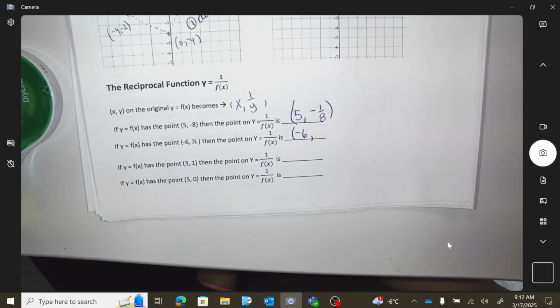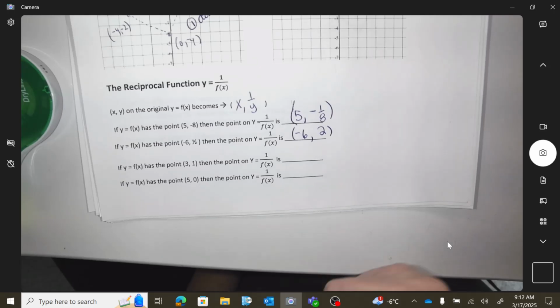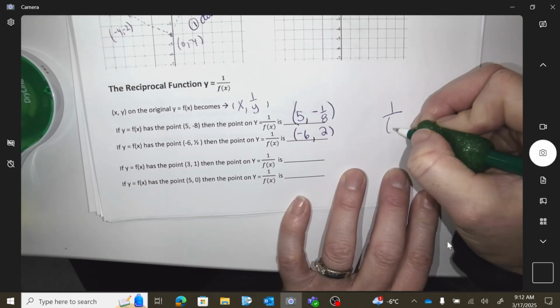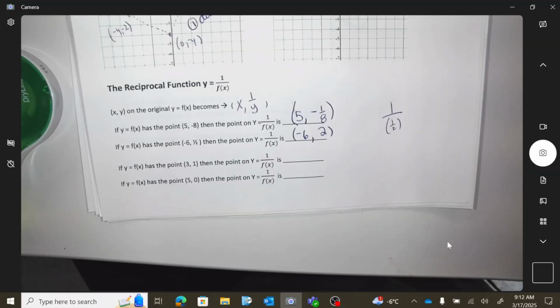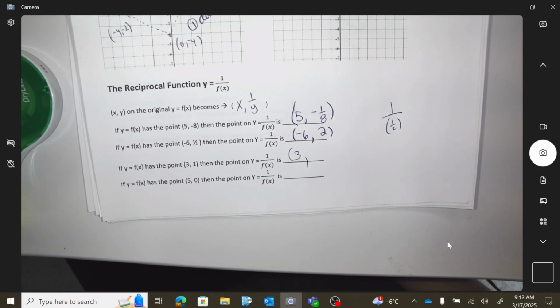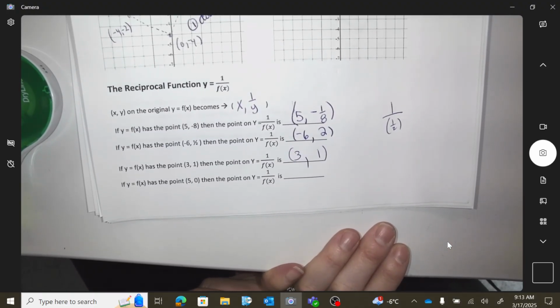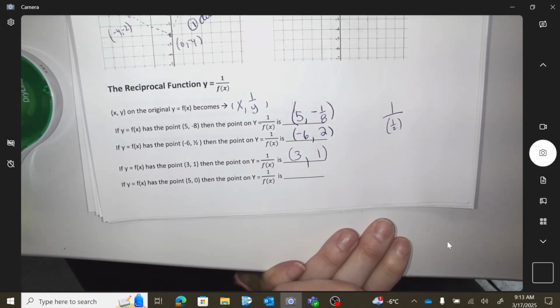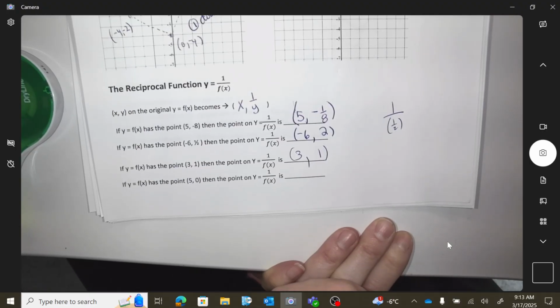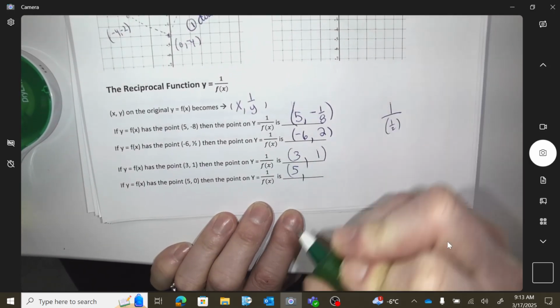Negative 6 comma, what happens when you reciprocate 1/2? Becomes 2. 1 divided by 1/2, right? You're just flipping stuff. 3 comma, what happens when you reciprocate the value 1? You get 1. That would be called invariant, right? What else is invariant? There's another value that's invariant. Negative 1 as well.